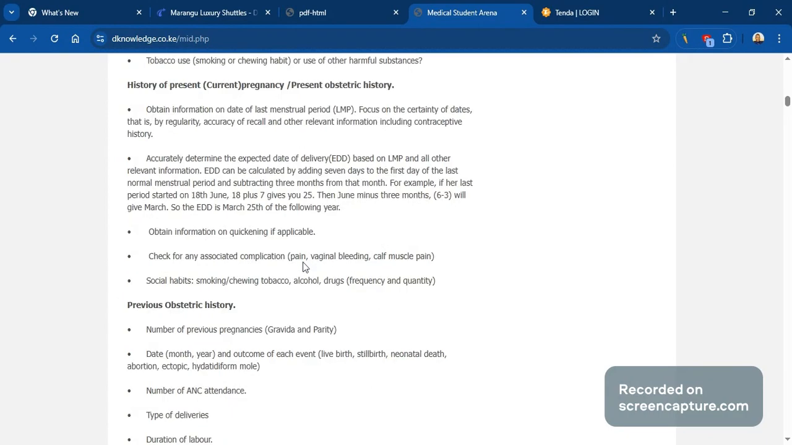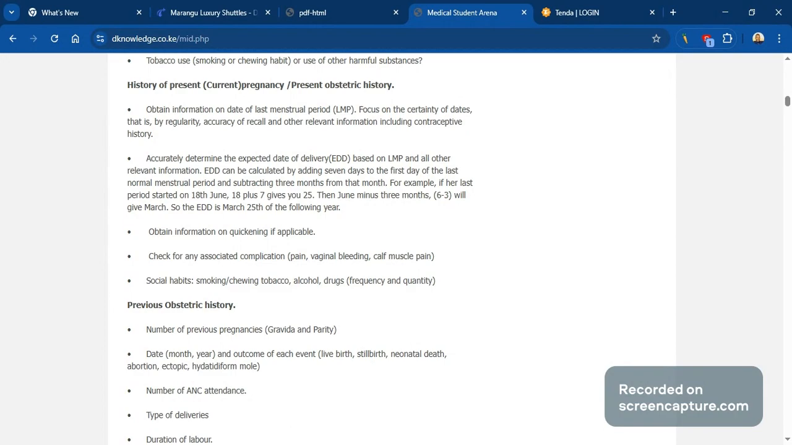You need to obtain information on quickening if applicable, and you really need to know when the quickening started. In the field you realize some start noticing movement, fetal movement, or even gross fetal movement. The mom can feel it and understand that there is something in her abdomen. Those movements of the fetus we call quickening. It always starts from 16 to 22 weeks, but most of them start getting this at 18 weeks.